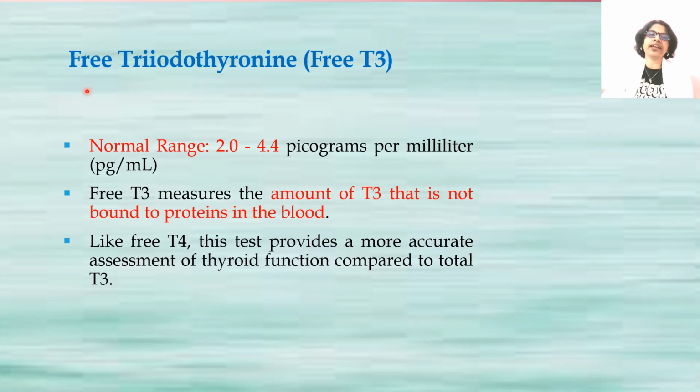So let us talk about free triiodothyronine. The normal range is 2.0 to 4.4 picograms per milliliter. Free T3 measures the amount of T3 that is not bound to protein in the blood. So whenever we remember free triiodothyronine, it means the amount of T3 that is not bound to protein in the blood. That is considered free.